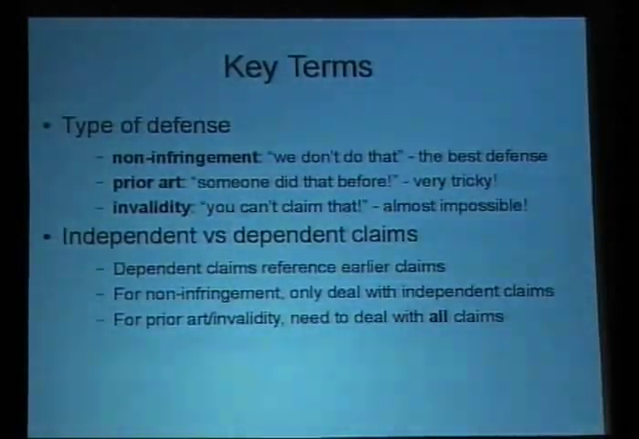Now, a dependent claim is a claim that references an earlier claim. So that might be, say, the second claim in the patent, which says, just like in claim one, but with this extra bit. That's a dependent claim. An independent claim is a claim that stands alone by itself and doesn't say, like that other claim with something else. Now, the key thing about this, and I'm going to give some nice examples of dependent and independent claims in a minute, so if you're feeling baffled, then there will be some simple examples.